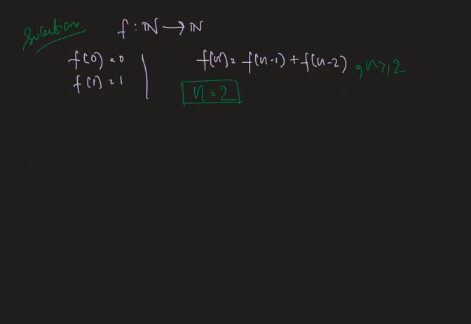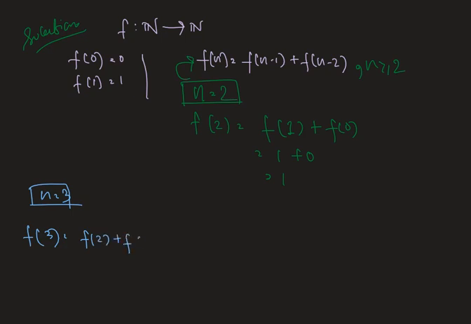तो सबसे पहले हम n इक्वल्स टू 2, ये जो वैल्यू है ये पुट करते हैं इस इक्वेशन में। तो हमें मिलेगा f(2) = f(1) + f(0). Now f(1) = 1 and f(0) = 0, which results in 1. Okay, now put n = 3, therefore we get f(3) = f(2) + f(1), where f(2) is 1 and f(1) is also 1, which results in 2.